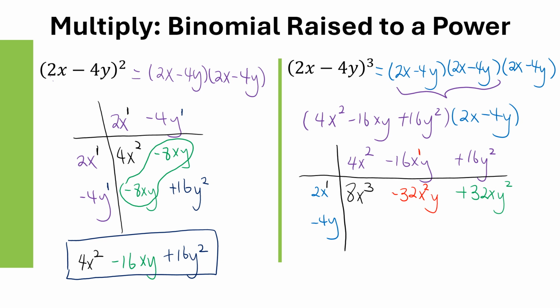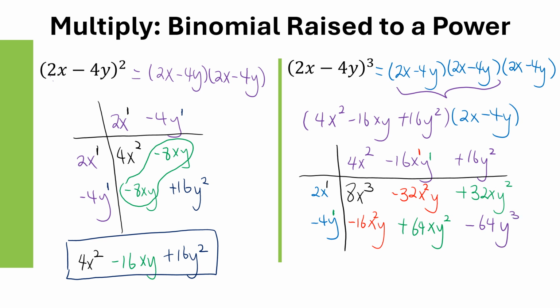And now let's multiply everything by negative 4y. So negative 4y times 4x squared will give me negative 16x squared y. And then negative 4y times negative 16xy will give me positive 64xy squared. So again, add the exponents when you multiply for the y. And then negative 4y times 16y squared will give me negative 64y to the third power.